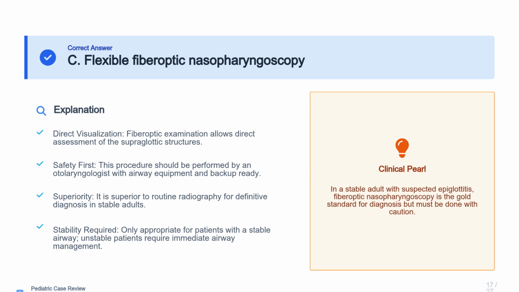The correct answer is C, flexible fiber optic nasopharyngoscopy. In stable adult patients, direct visualization by an otolaryngologist using flexible fiber optic laryngoscopy is the preferred diagnostic approach. This procedure should be performed with full airway backup available, including anesthesiology and emergency airway equipment. Fiber optic evaluation is superior to routine radiography in stable adults, providing direct visualization of supraglottic structures. Never use a tongue depressor, as this can precipitate acute obstruction. Maintain constant vigilance throughout the evaluation process.